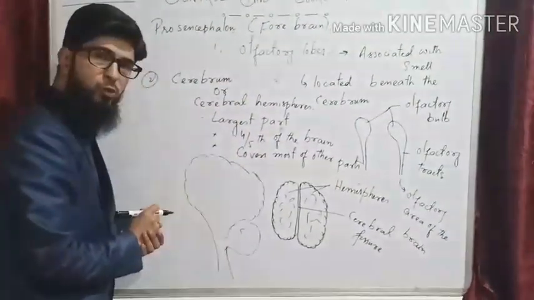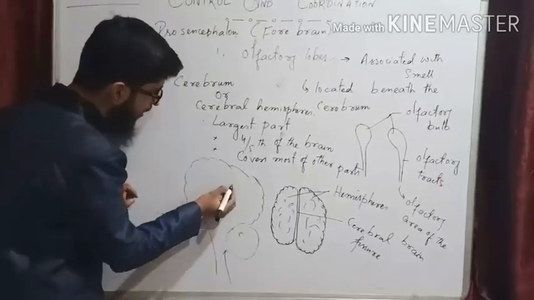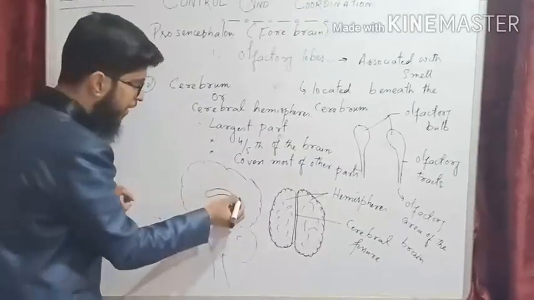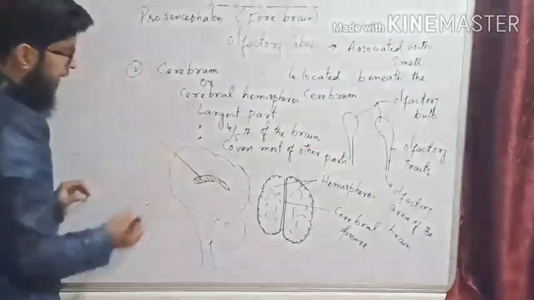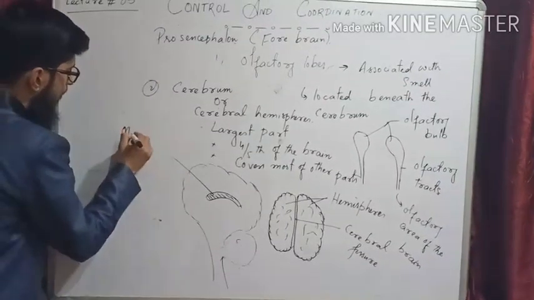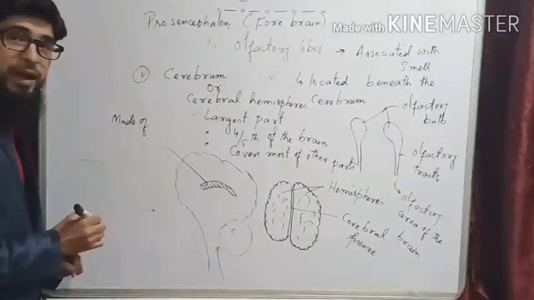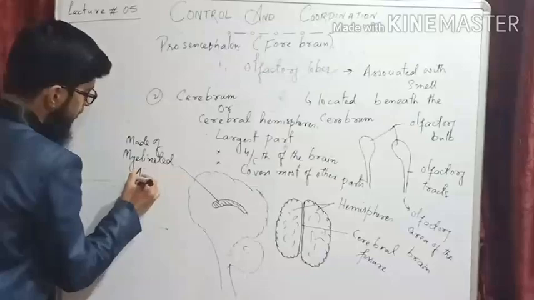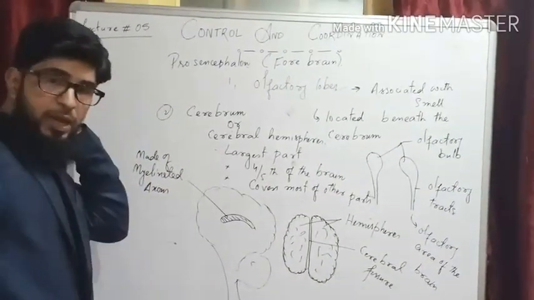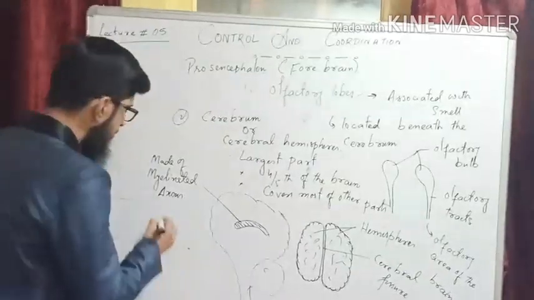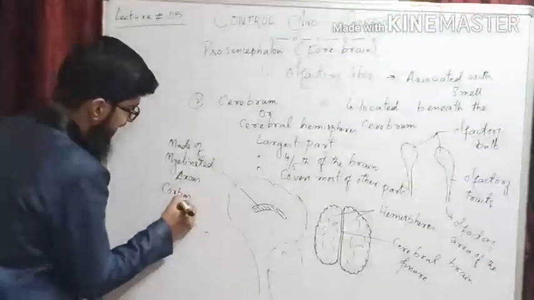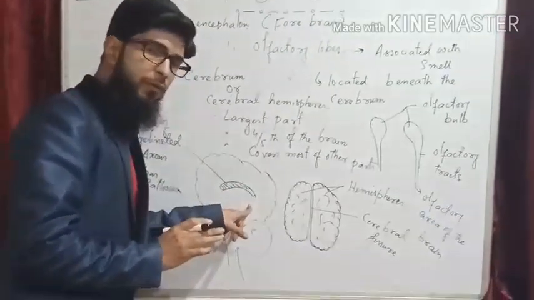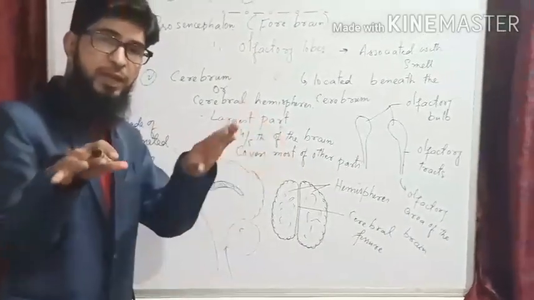If we cut this brain into two equal halves from this very side, what we find in the depth, we will find a C-shaped part. The C-shaped part is actually made of myelinated axons. And its name is corpus callosum. Corpus callosum is the part which joins the right hemisphere with the left hemisphere.